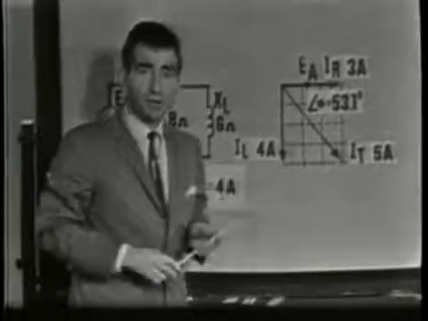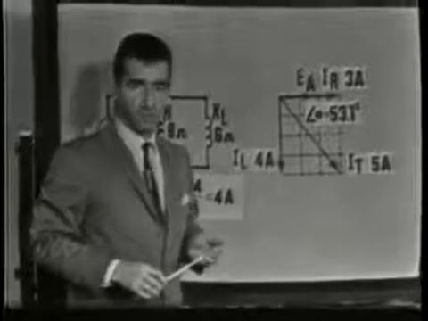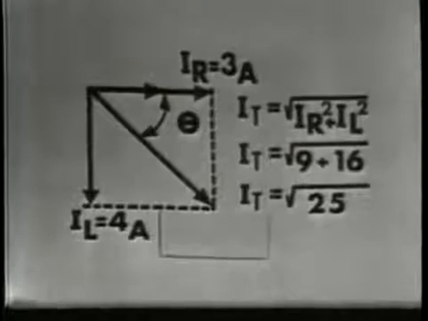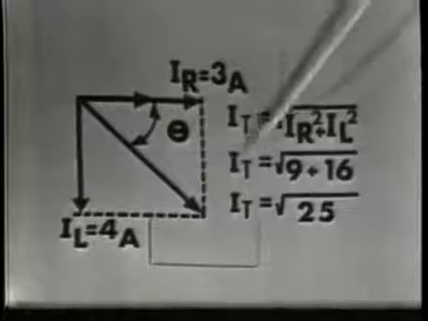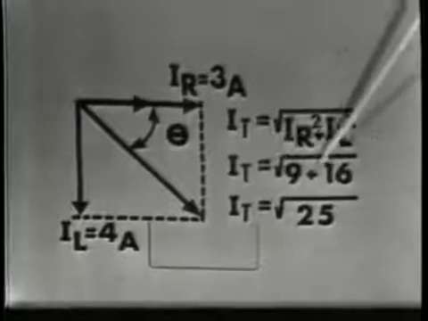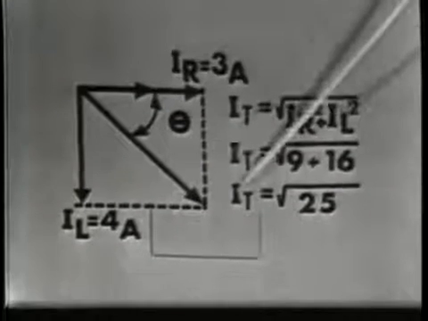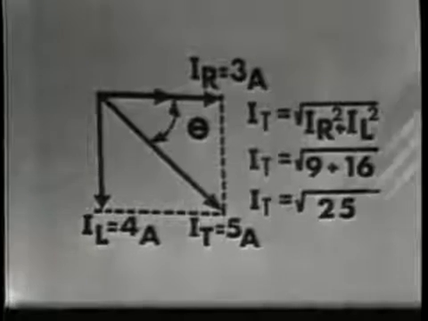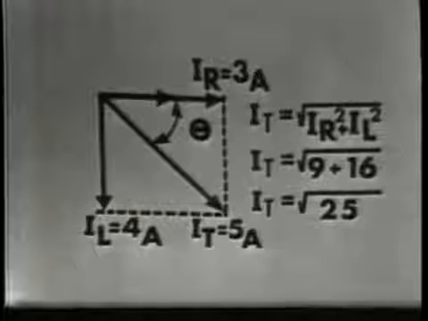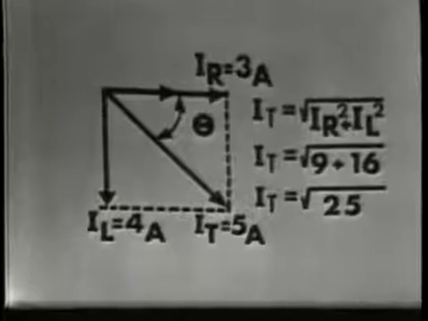To be sure you realize that measuring this graph is approximate at best. The most accurate way to solve the problem is trigonometrically. Now, since the vector representation can be closely related to a right triangle, the Pythagorean theorem may be used to solve for IT, or IT is equal to the square root of IR squared plus IL squared. IT equals the square root of 9 plus 16, or the square root of 25, which of course is 5. So IT equals 5 amperes, the same value we found on the chart.